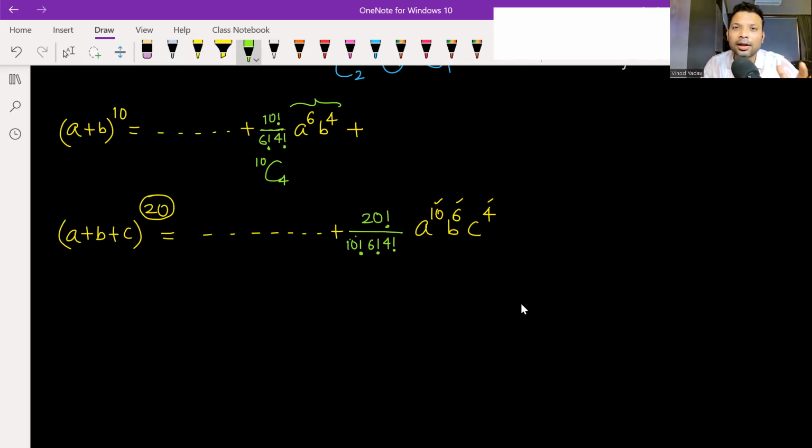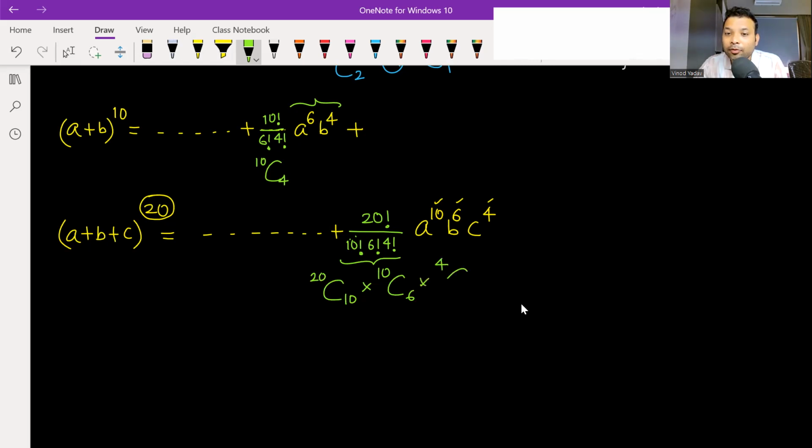Now, you can't write nCr because the denominator has 3 terms. But the thought remains the same. Total number of arrangements. You can also think of it like this: out of 20 slots, pick 10 slots. This I can do in 20C10 ways, give it to a. And then from the remaining 10 slots, choose 6 slots, give it to b.